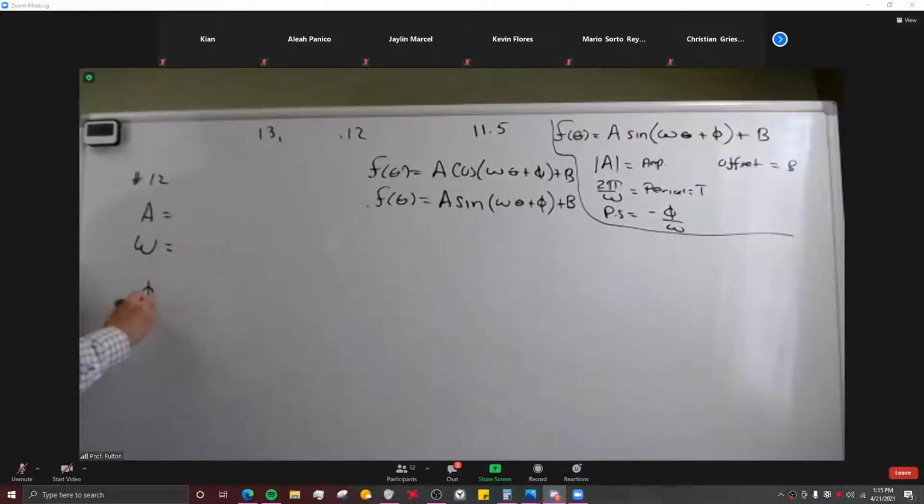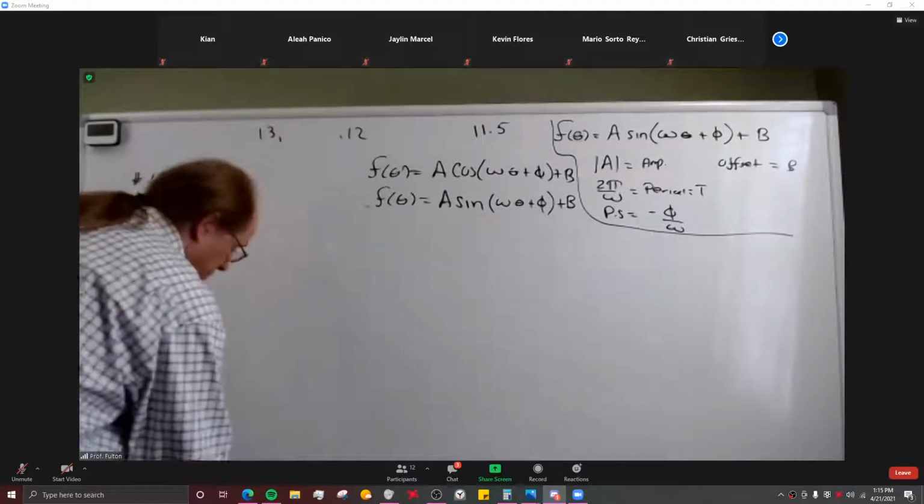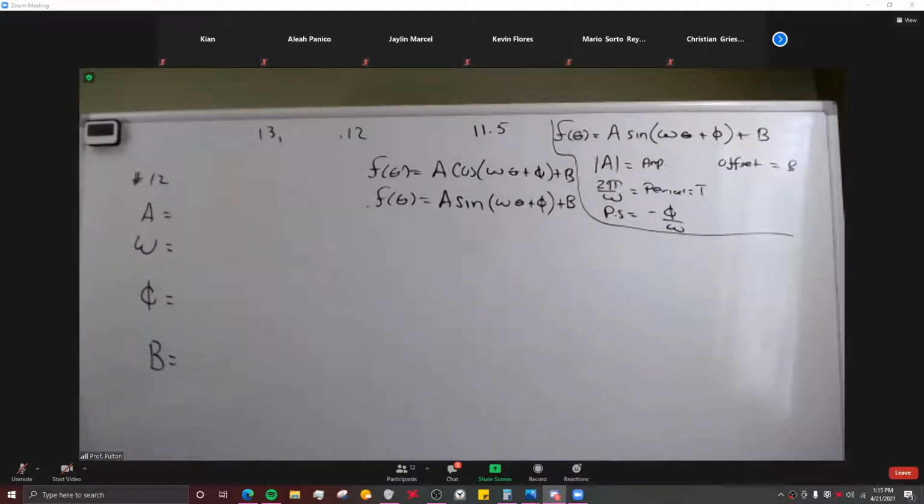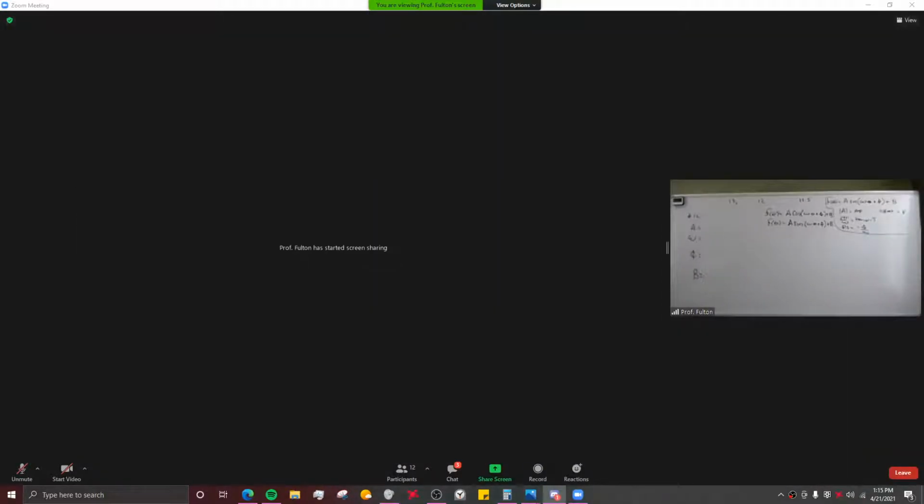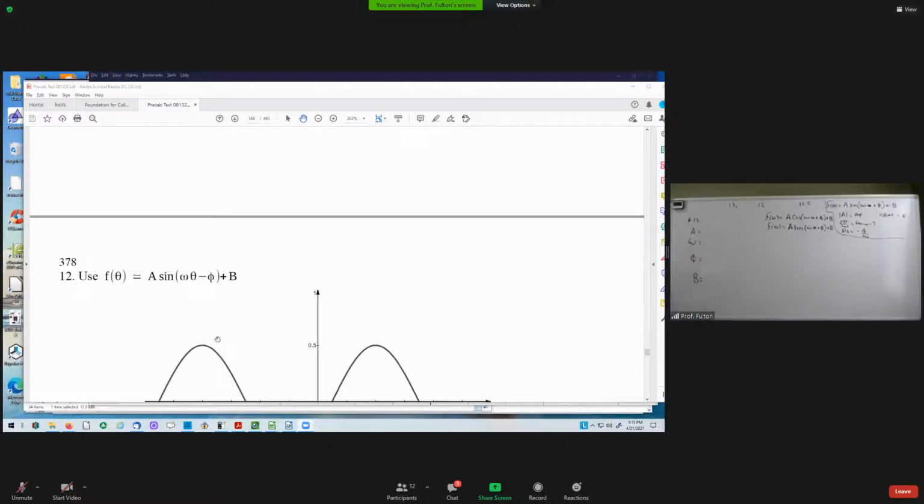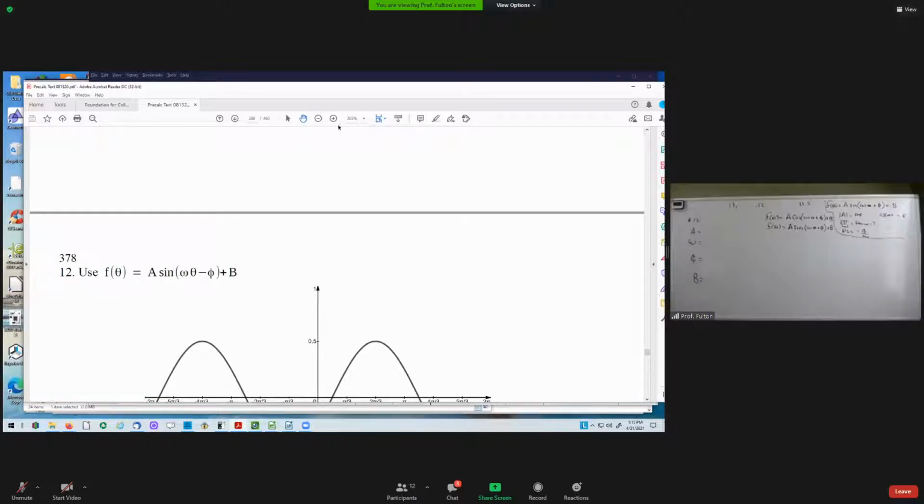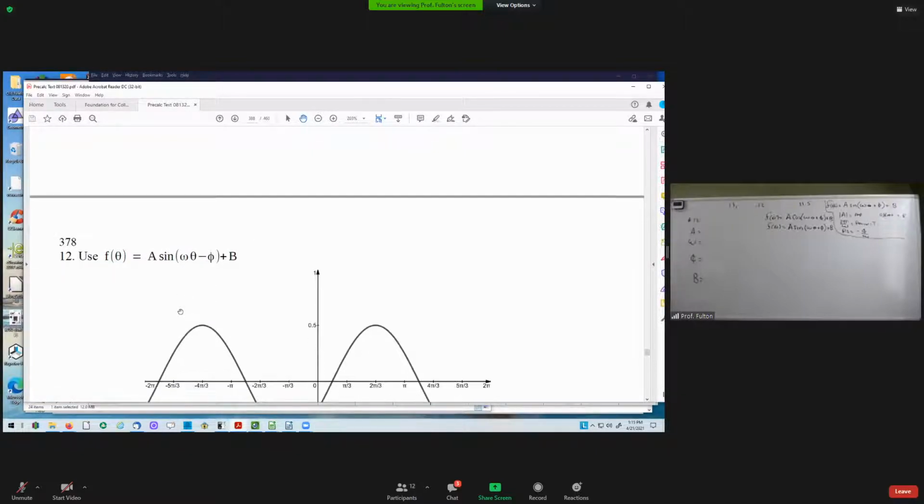omega, phi, and the offset b, if it has any. So far, phi and b have been equal to 0. And now 12 is going to be a little bit different as I look at it over my shoulder here. Let's go down to 12. And again, we're trying to compare it to a sine wave over here, as you can see.